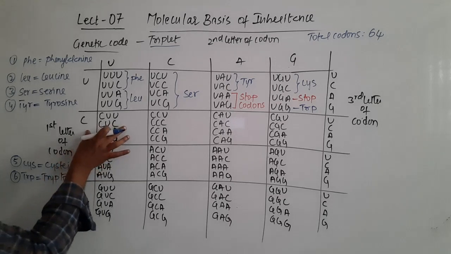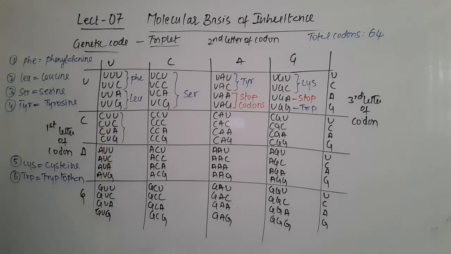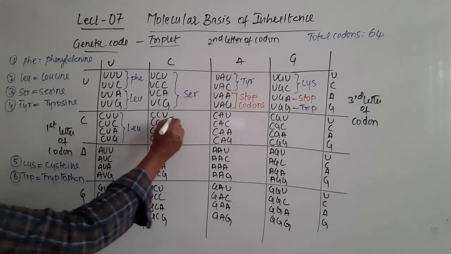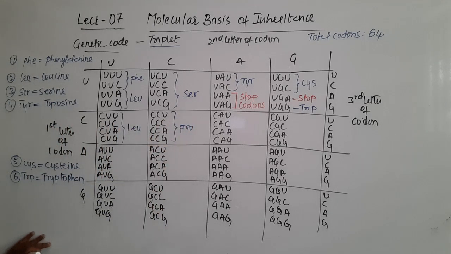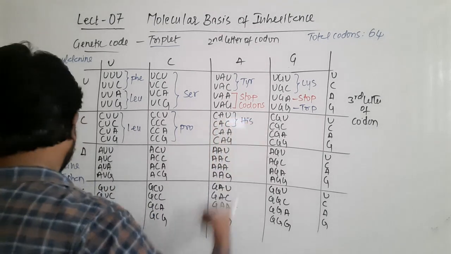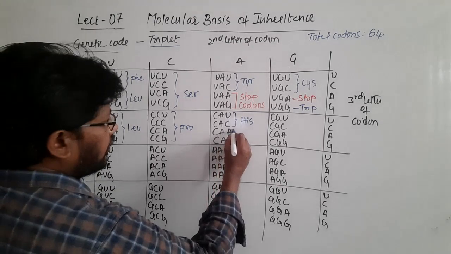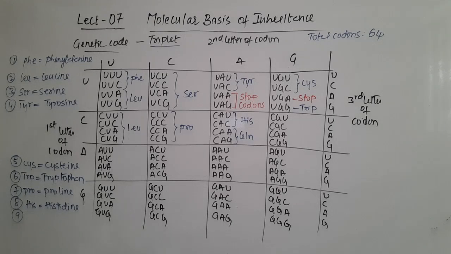Next coming, okay, to this CUU and all these will be coding for only one amino acid. It is leucine, which I already mentioned. The next one, all these will be coding for proline. So PRO stands for amino acid called proline. Then, right, so these two will be coding for histidine. HIS stands for histidine amino acid. Now below that we have GLN. So this GLN will be coding for glutamine. So the amino acid called glutamine.